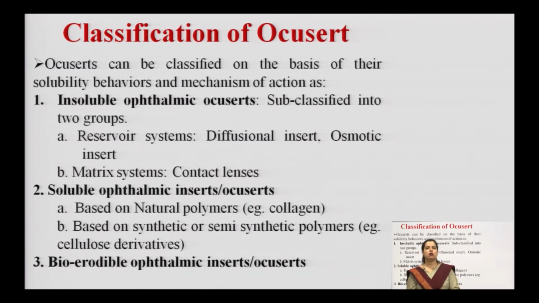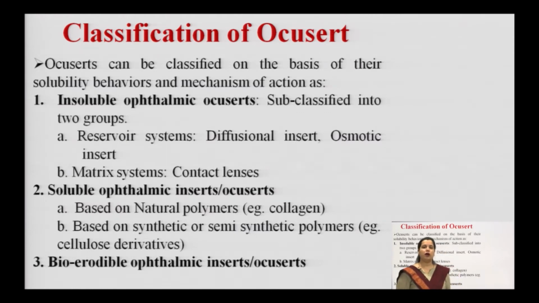So, first after this introduction we will talk about classification of OcuSerts. A variety of OcuSert types are available based on their solubility behaviors and mechanism of actions, right. So, number one is insoluble ophthalmic OcuSerts. These are further subdivided into reservoir system and matrix system. So, reservoir system consists of diffusional inserts and osmotic inserts.